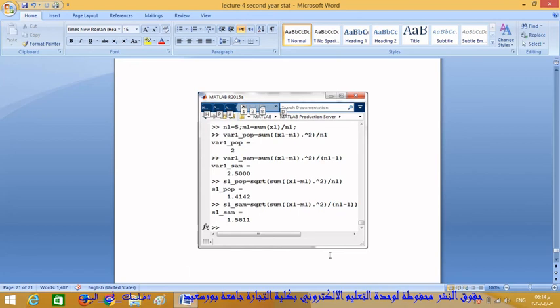Okay, so now we finished this lecture, and we have two measures of variability. They are the coefficient of variation and what we call the box plot, which we explain in the next lecture.